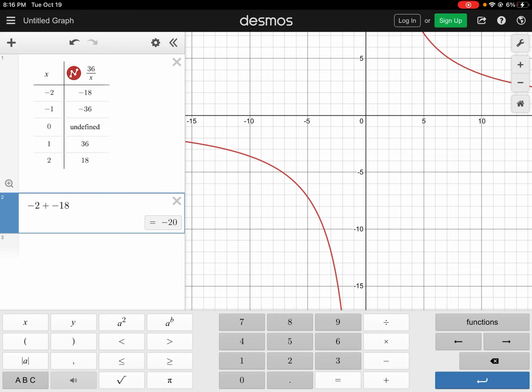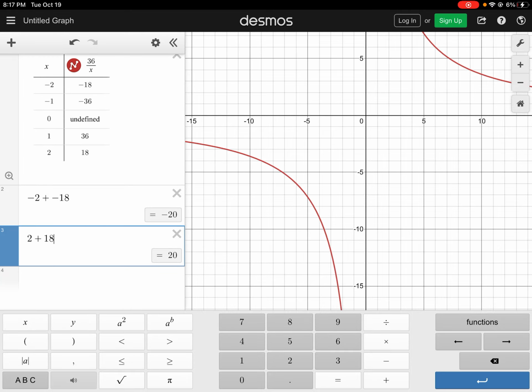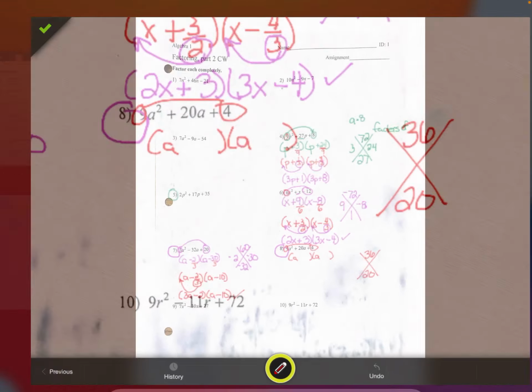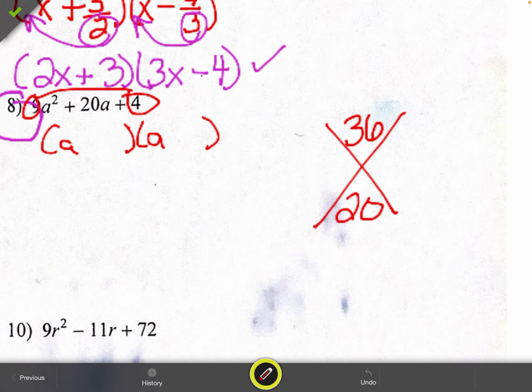Try making it positive. Normally I'd say tap on the empty box and type in one of the numbers without the sign. But if you notice, they already got 2 and 18. They already got 2 as positive. So what's 2 plus 18? 20. So there you go. 2 and 18 are my solutions to my puzzle here. So positive 2, positive 18, multiply to give me 36. 2 plus 18 gives me 20.